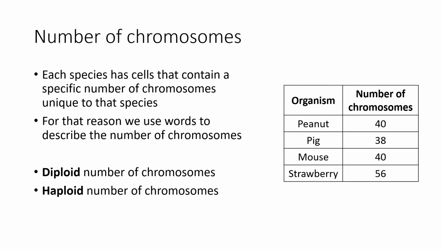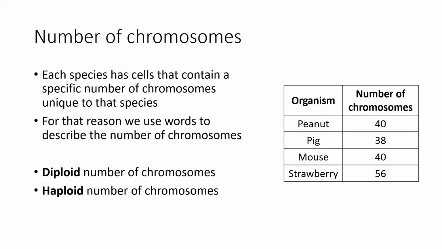Remember the chromosome number. The number of chromosomes found in any organism is unique to that particular organism. Sometimes organisms have the same number of chromosomes and sometimes they have different numbers. But every species has a certain number of chromosomes, and every member of that species will always have that number of chromosomes. For example, all mice will have 40 chromosomes, all strawberries will have 56, all pigs will have 38, and all peanuts will have 40.